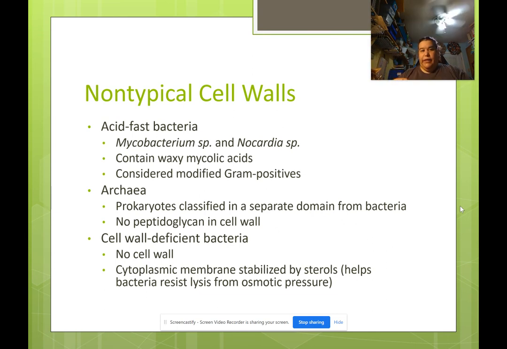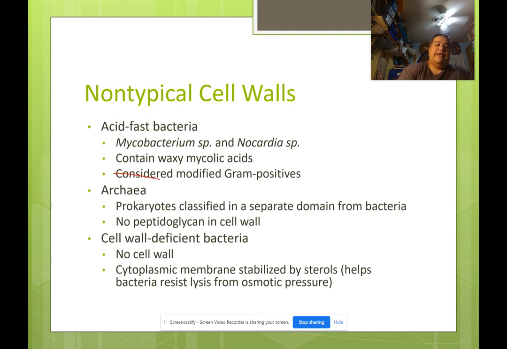Acid fast bacteria are one of the more unique ones. Mycobacterium species, Nocardia species, they contain waxy mycolic acids instead of peptidoglycan, but they are considered to be modified gram positives because of how they react to gram stains.